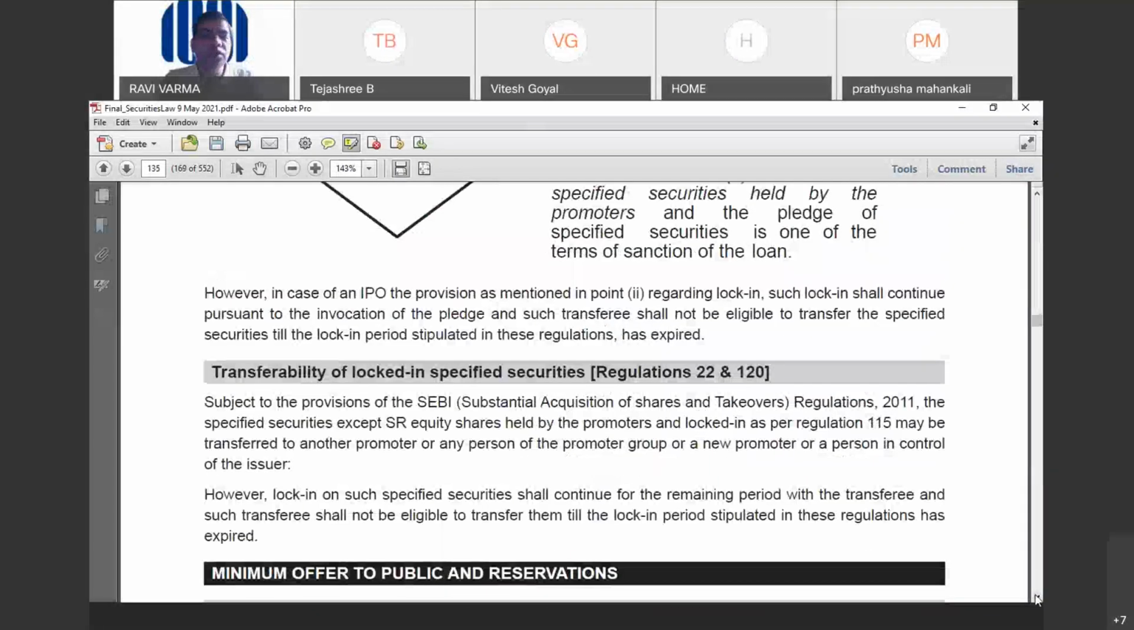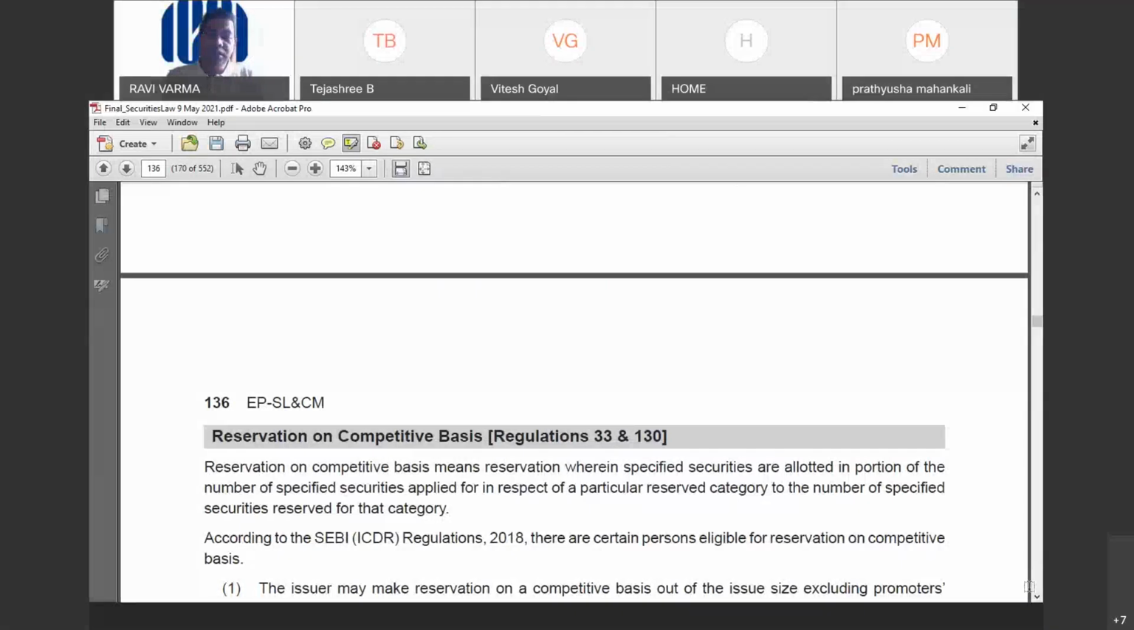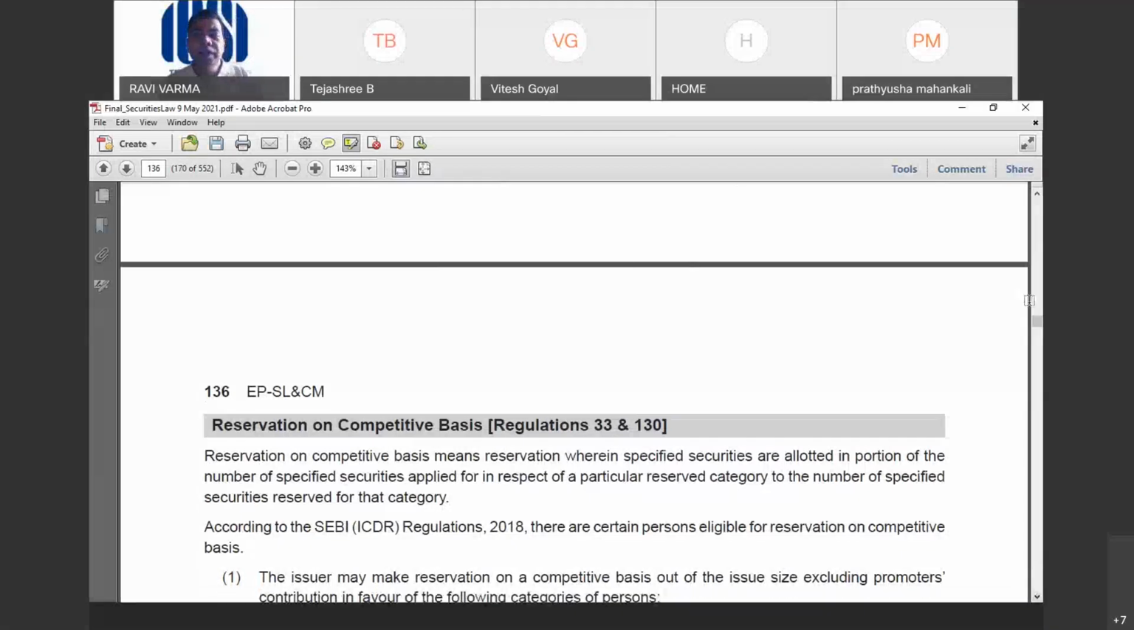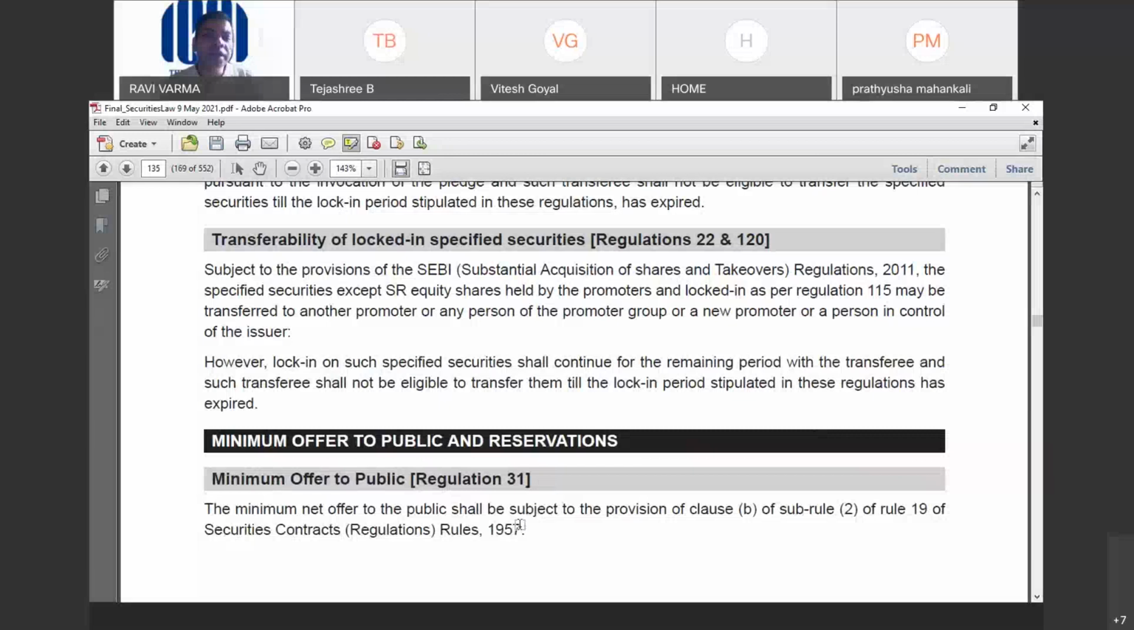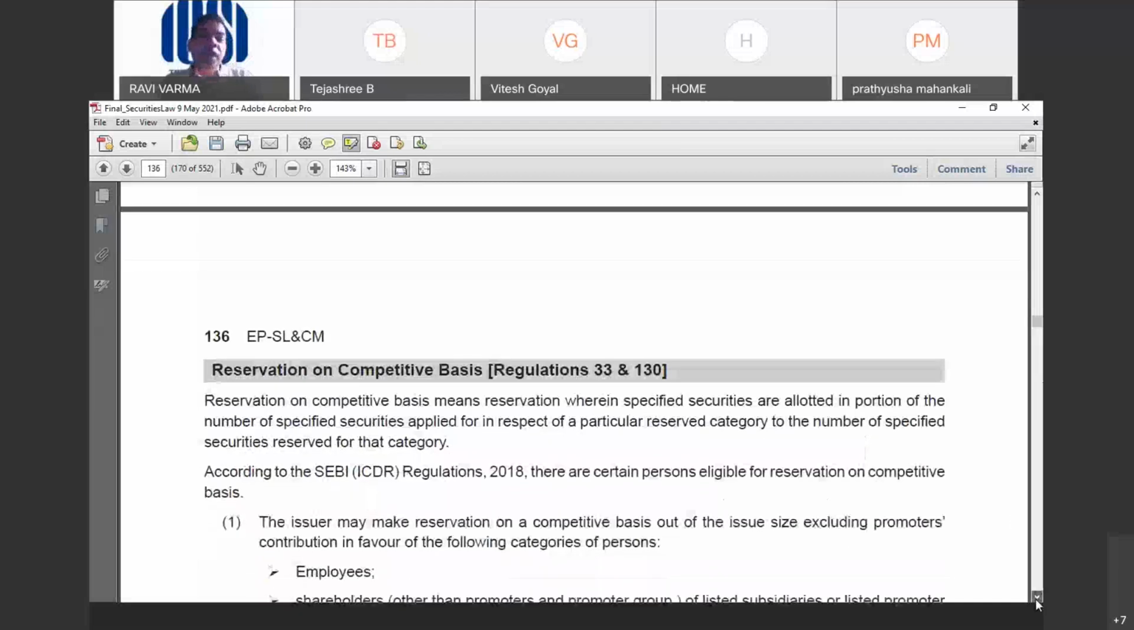Next comes, what is the minimum offer to the public you will give? The minimum offer, on page number 135, is given, that it has to be maintained in terms of rule 19(2)(b). And if you recollect, when we did the SCRA chapter, the first chapter of the securities law, I told you that 25% is the minimum. In some cases it can be 10%, but in the 10% case also, I told you specifically that they will increase it up to 25%. Right? So, minimum 25% public shareholding you have to maintain.